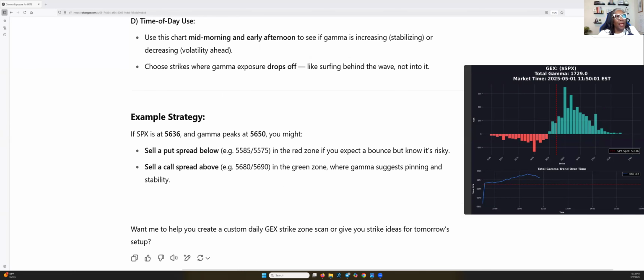Example strategy. If SPX is at 56.36 and the gamma peaks at 56.50, so current price is here, peak is here, you might sell a put spread at 55.85 in the red zone. So what it's saying is, if the price is where it is right now on this chart, you could sell at 55.85. 55.85 is actually right in here. This is 55.85 in the red zone if you expect a bounce, but know that it's a little risky, and you can sell a call credit spread at 56.80, 56.90. 56.80 and 90 is up in here. So your CCS would be here, and your PCS could be here.